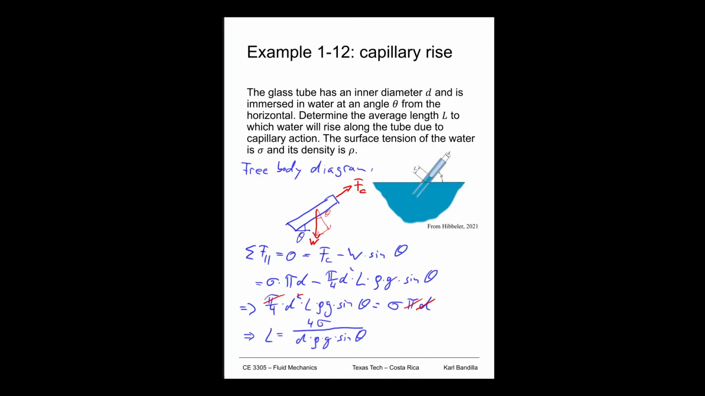All right, so all of these make sense. So this was the derivation of the height within an inclined pipe with capillary rise.